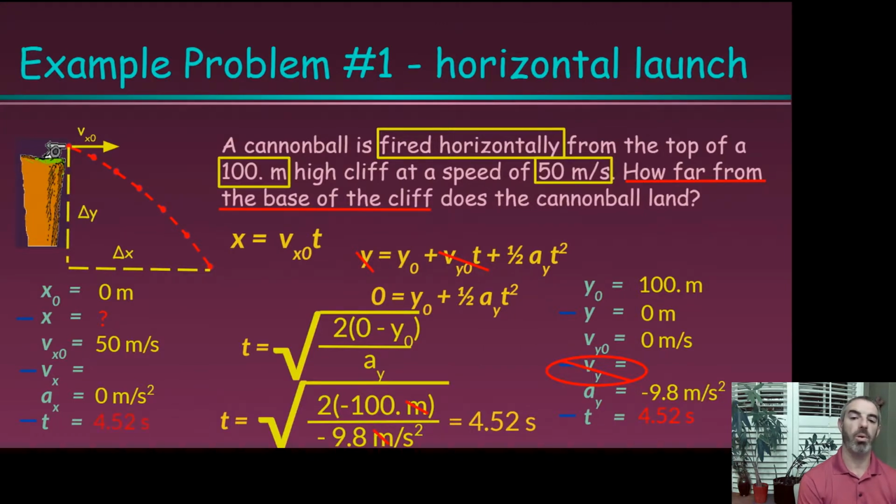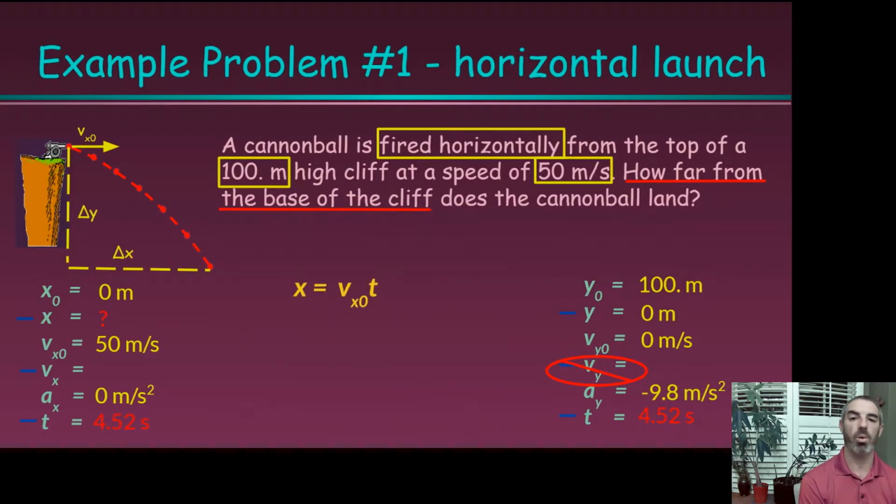And now we can go to our horizontal equation and plug in our horizontal velocity times the time. We see that the seconds cancel out, leaving us with meters, and x is equal to 226 meters, which is how far from the base of the cliff that the cannonball lands. This is solving a kinematic problem for a horizontal launch.